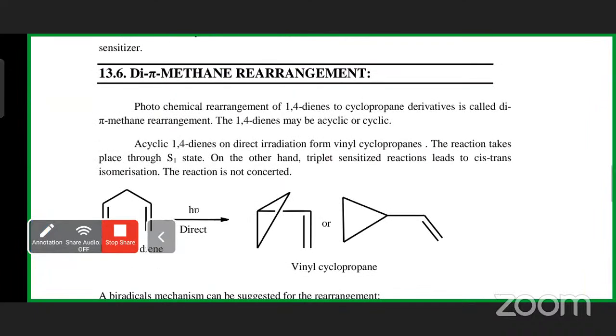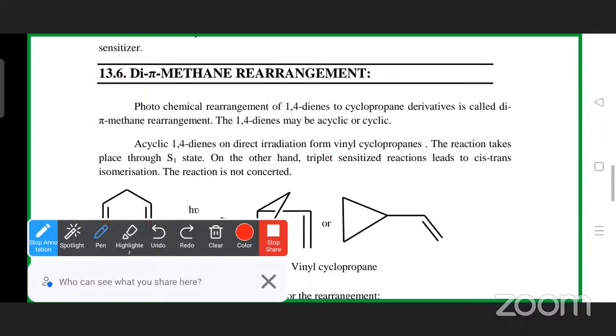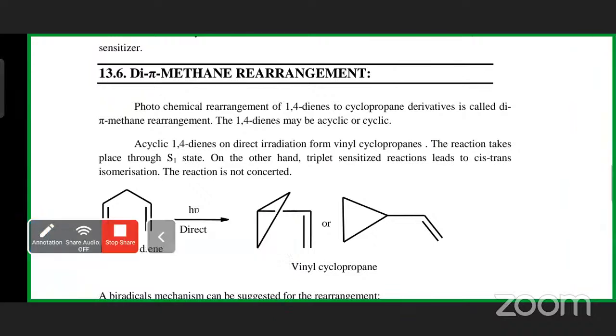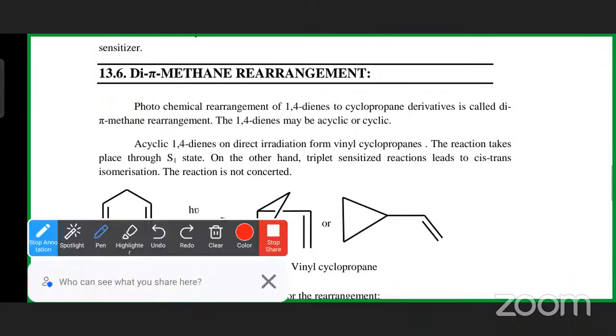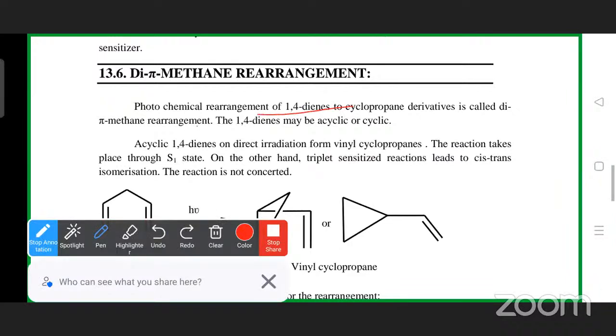So what is the Zimmermann rearrangement, or the di-pi-methane rearrangement? The definition: the photochemical rearrangement of 1,4 dienes into cyclopropane derivatives. Very easy and simple. The photochemical rearrangement of 1,4 dienes into cyclopropane derivatives is called the di-pi-methane rearrangement or Zimmermann rearrangement reaction.